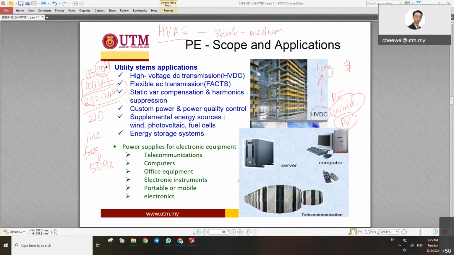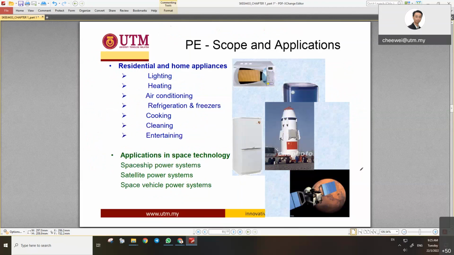What about in the US? 60, I think. Yes, in the US it is 110 volts and 60 hertz. So they have different frequency and different magnitude of voltage. Okay, now what else can we use it for? In power supplies and electronic components, servers, computers, telecommunications, what else?